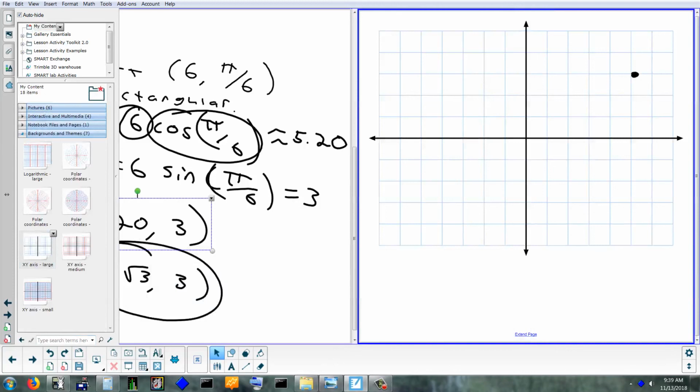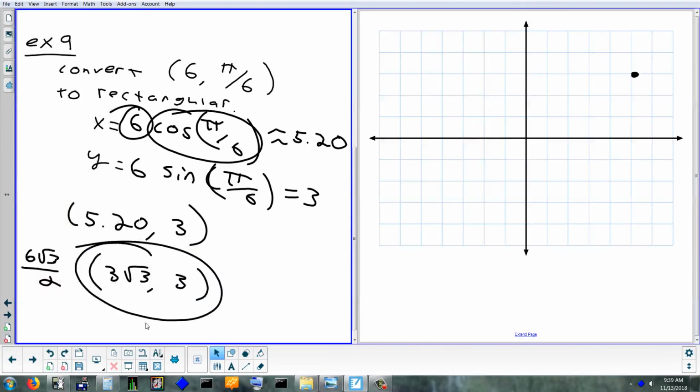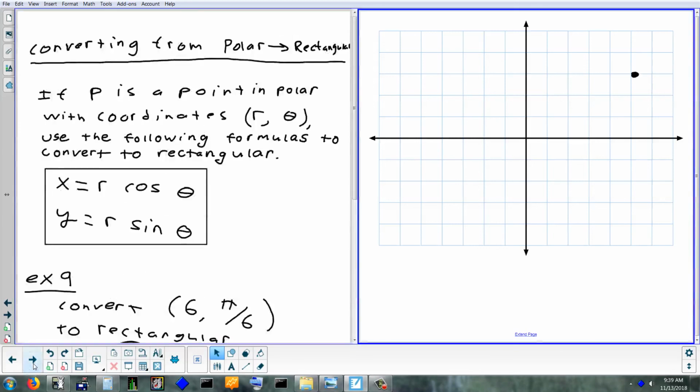Okay, so I changed the background behind it to rectangular, so it's like I instantly converted it to rectangular. Does it look like that point is a little more than 5 units right and exactly 3 units up? Yeah. So again, it's not really something you can do on your notebook, but it just shows on the computer that it is exactly the same point. I converted it correctly. All right, any questions on that one?